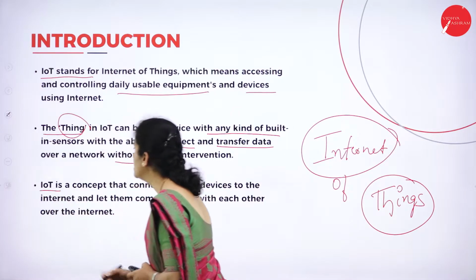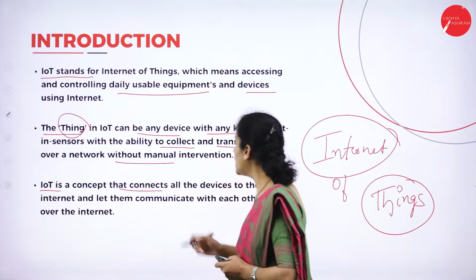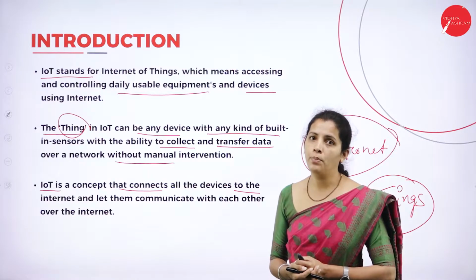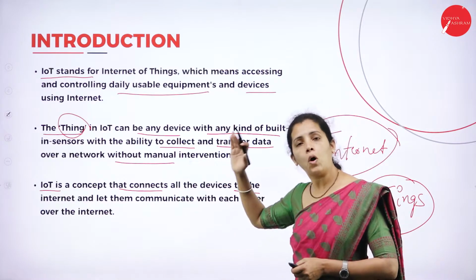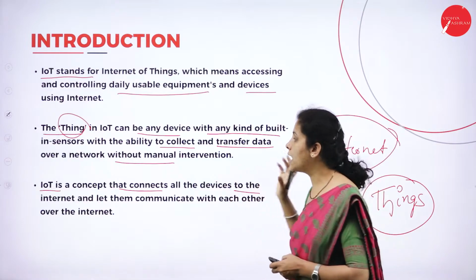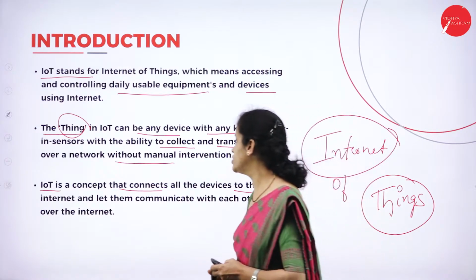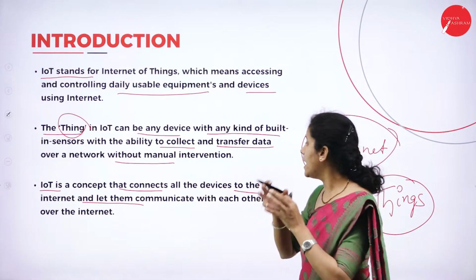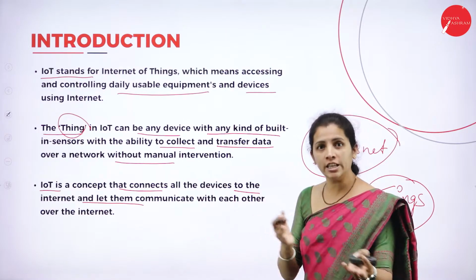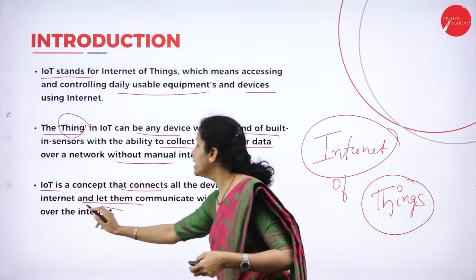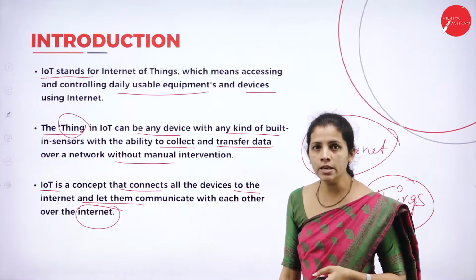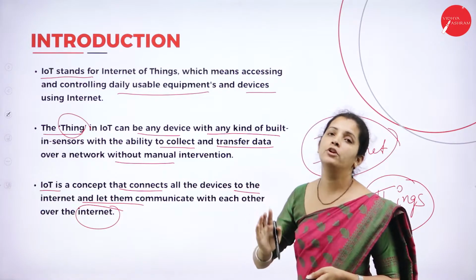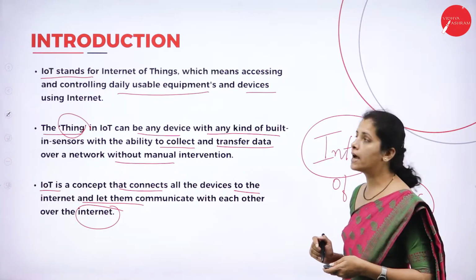So IoT is a concept that connects all the devices to the internet. That means, suppose if I want to connect all the electronic devices, then I must have an internet connection. That means I'm going to instruct the electronic devices to communicate with each other via the internet. That means electronic appliances or electronic devices are going to communicate with each other. That is known as IoT.